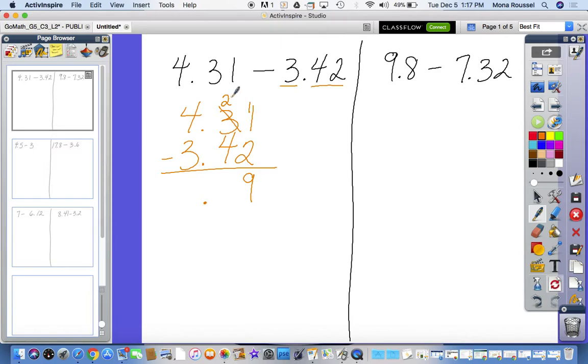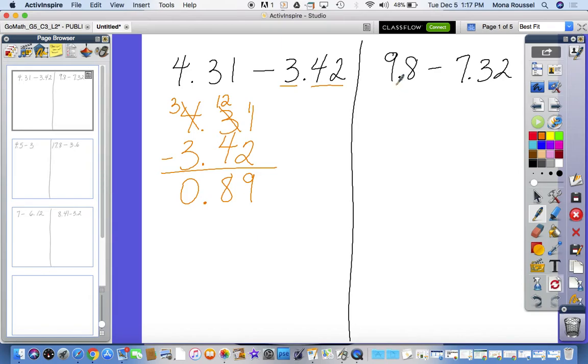We can't take 4 tenths from 2 tenths, so we'll have to borrow again. We borrow 1 whole from the 4, it becomes 3. That whole is cut into 10 tenths, plus the 2 gives us a total of 12 tenths, minus 4 is 8. 3 minus 3 would give us 0. This 0 in front of the decimal is optional. So the difference would be 89 hundredths.